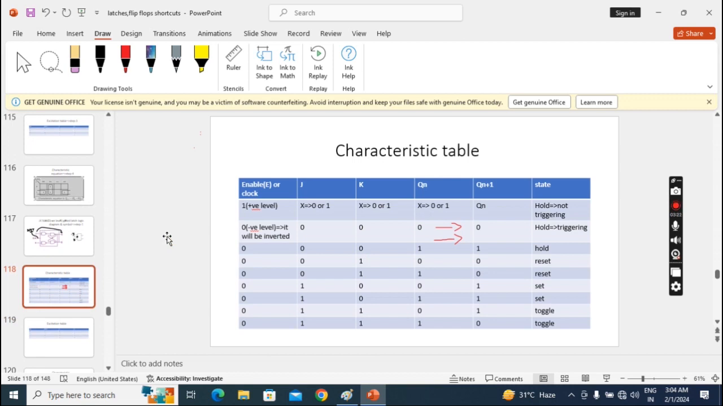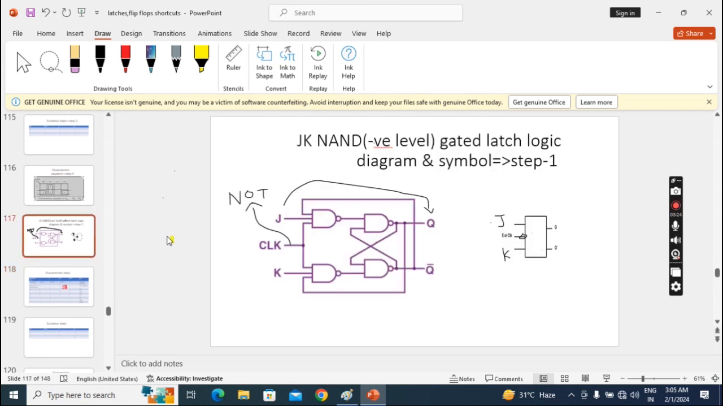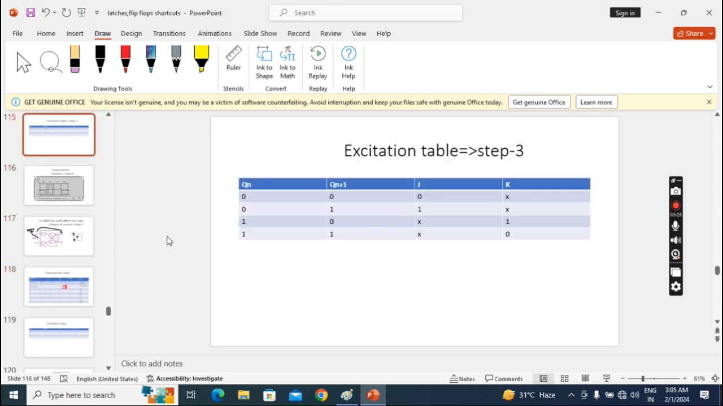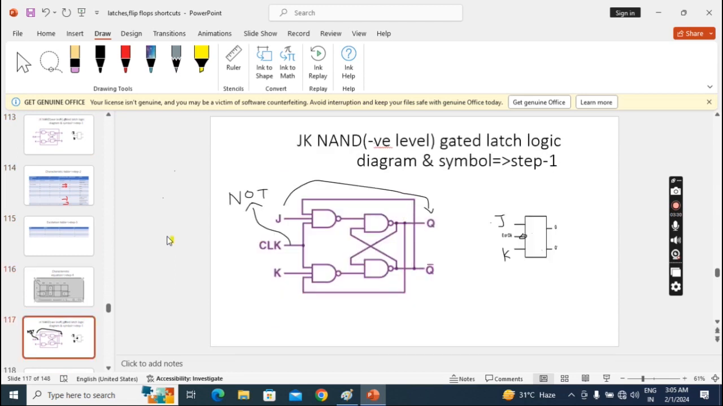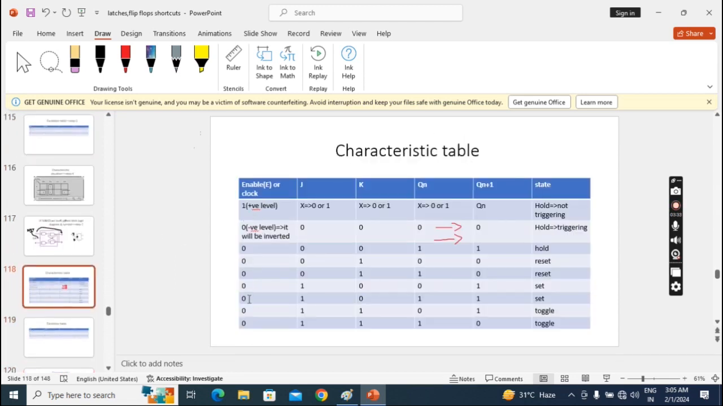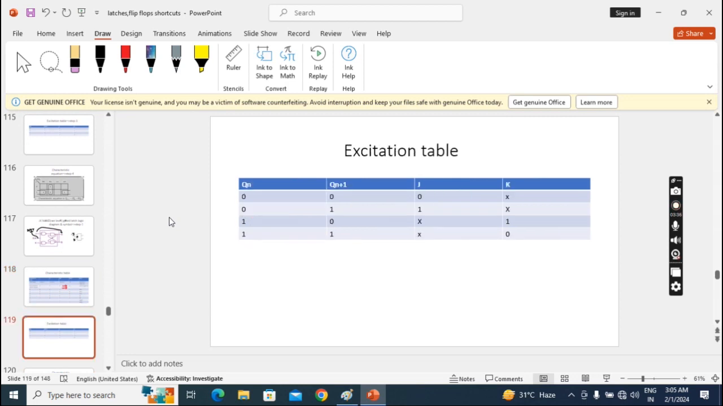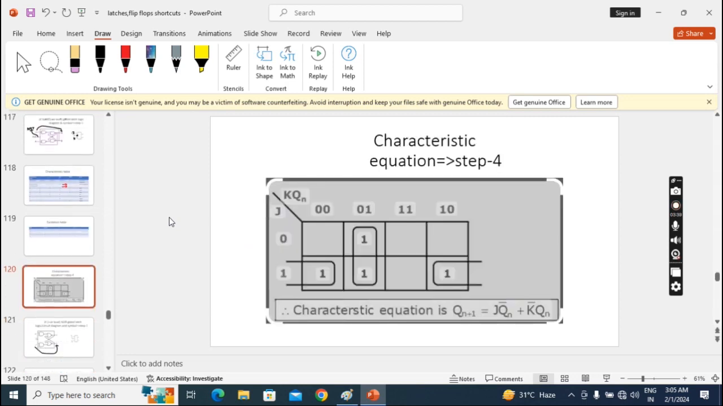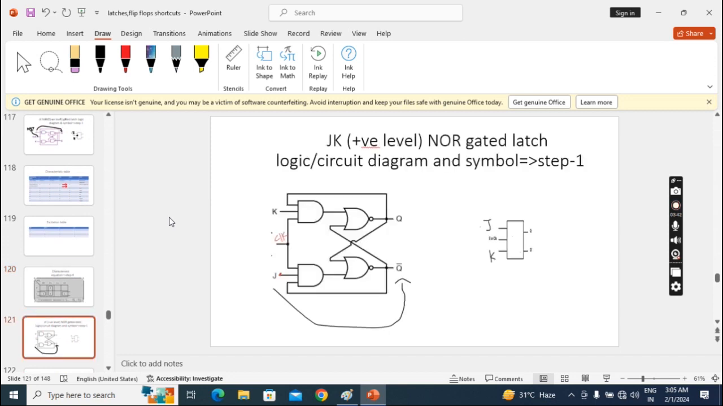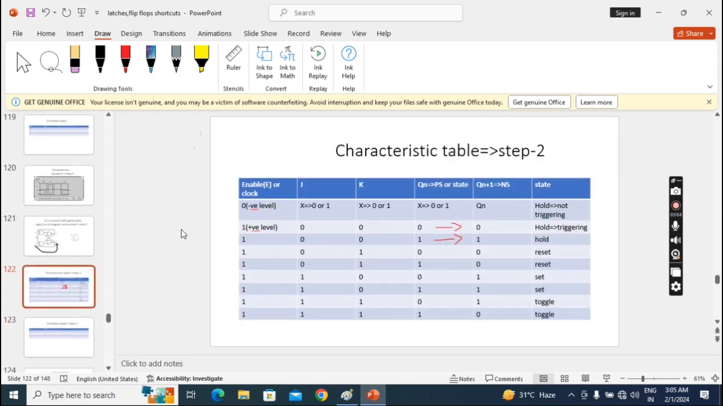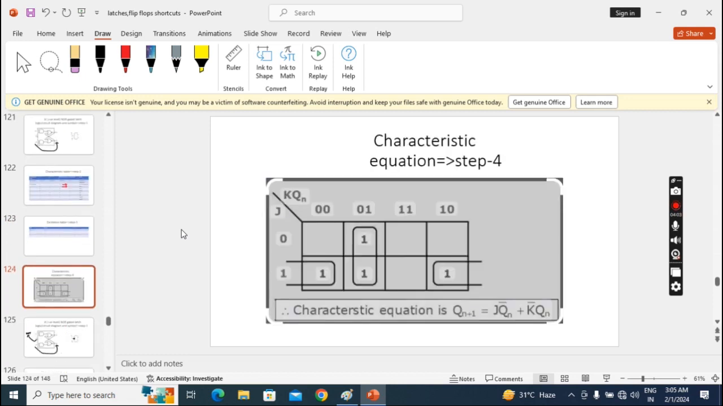So this characteristic table is the same as the previous. Just the previous is positive level, this is negative level. Just these values we have to change, you know that. The excitation table and characteristic equation are the same. Now coming to NOR, with the NOR latch part. So here with respect, straight to the J we have to write Q bar, that we have to observe. And this is the same as positive with an AND. No other difference. This is the same as above.